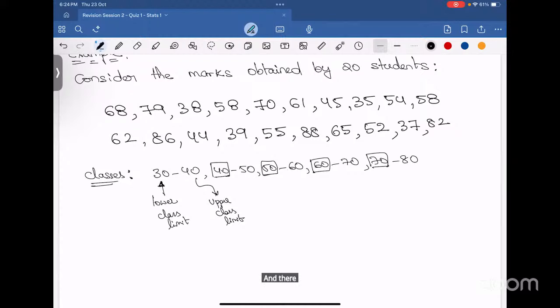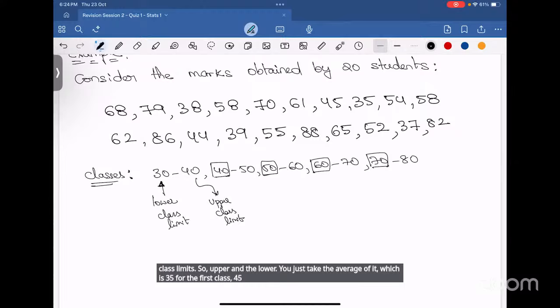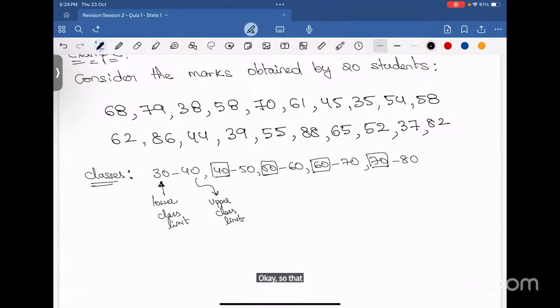And there is also class mark. It's not that important, but it's good to know. Class mark is basically the average of these two class limits, the upper and the lower. You just take the average of it, which is 35 for the first class, 45 for the second class, 55 for the third class, likewise.